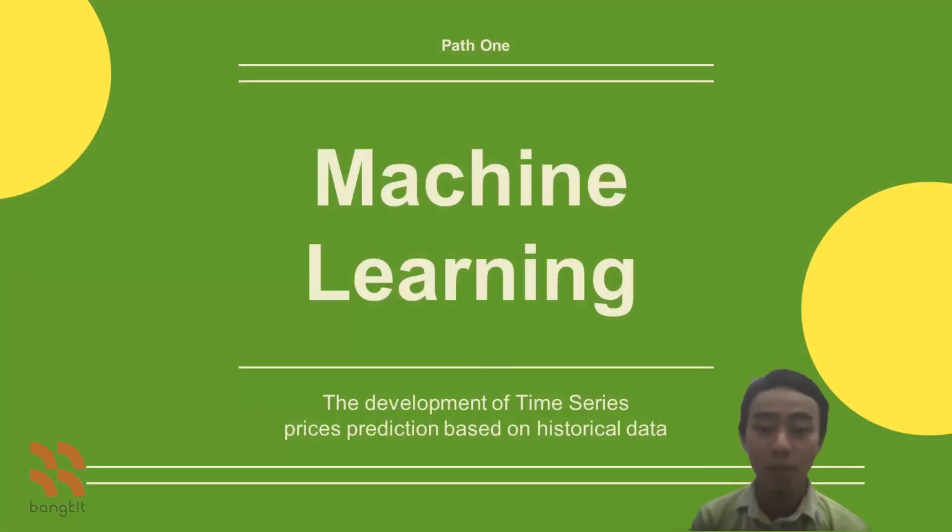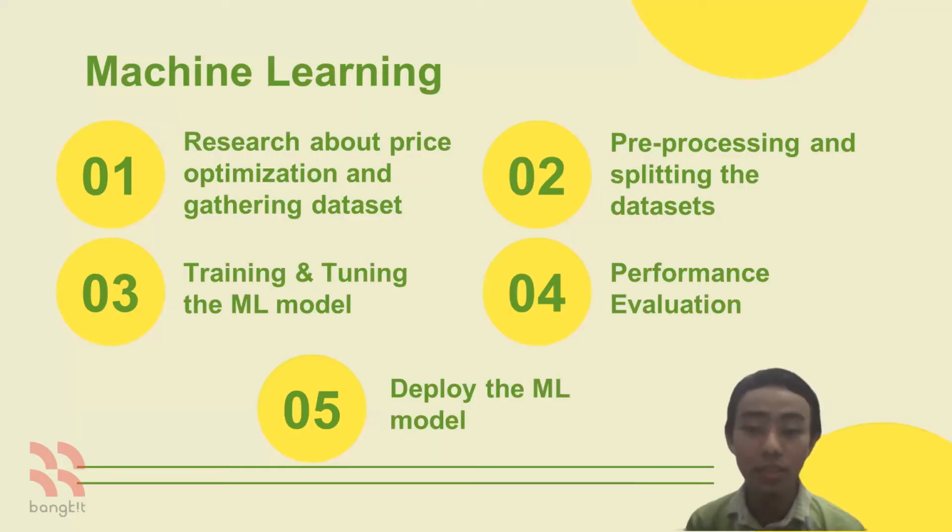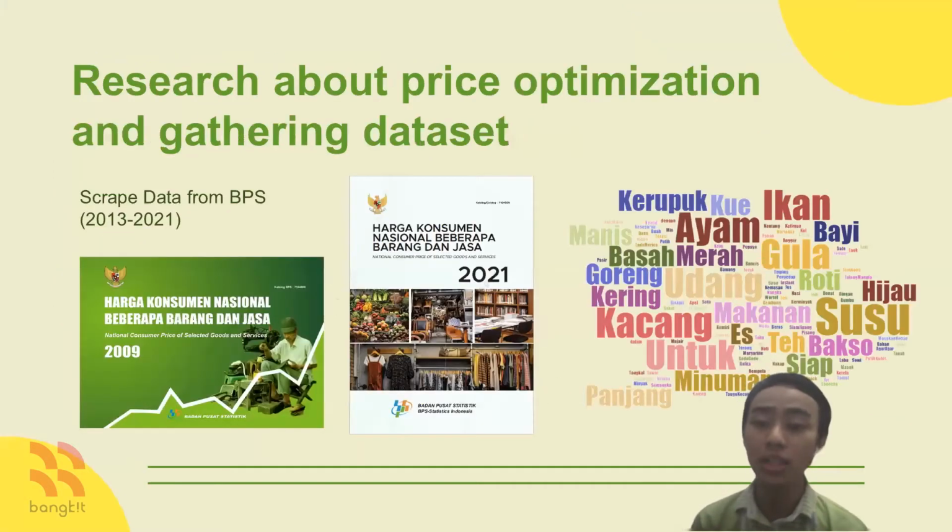Part 1. Machine learning is the development of time series price prediction based on historical data. So this is the machine learning process and methods. There are 5 steps. The first one is research about price optimization and gathering the data set. We are scraping data from the Indonesian National Center of Statistics, or BPS, from 2013 until 2021.